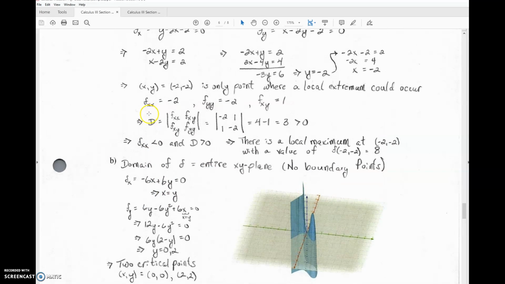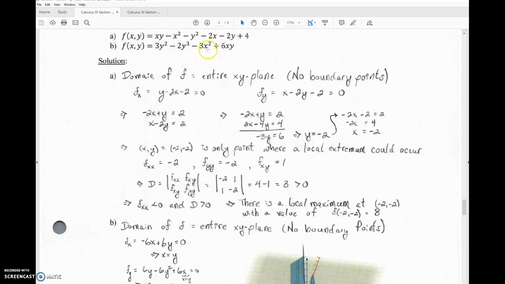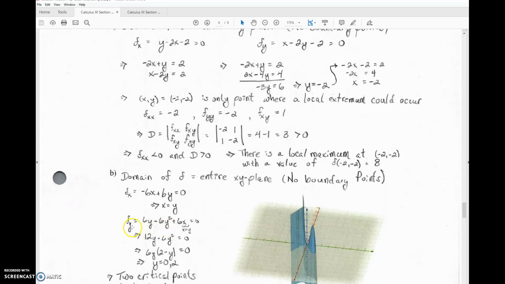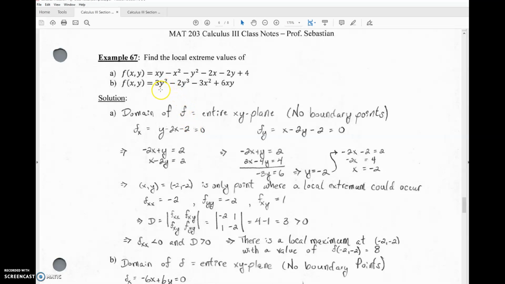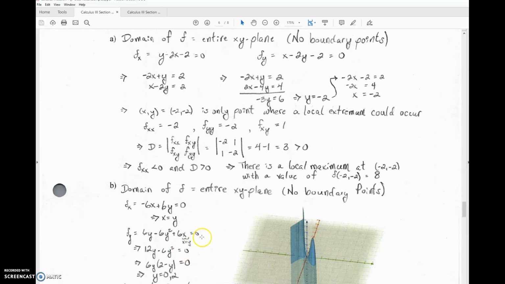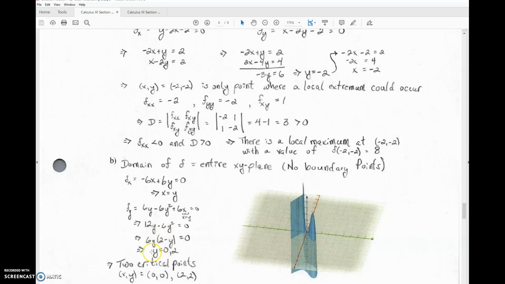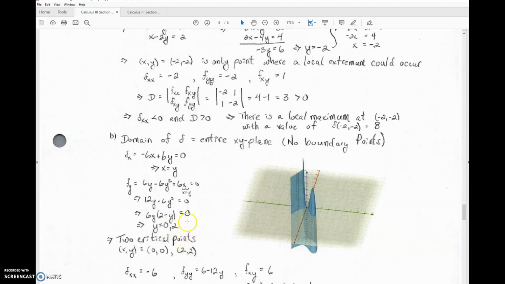Take the partial of f with respect to x. Looking back at the function, I get minus 6x plus 6y, set that equal to 0. That tells me x has to be y. Take the partial with respect to y. I get 6y minus 6y squared plus 6x equals 0. But I know that x equals y, so that's another 6y. So that's 12y minus 6y squared equals 0. Factor out 6y, I get 6y times (2 minus y) equals 0. So y is equal to 0 or 2. So that means that x is also equal to 0 or 2. Since x is equal to y, we have two critical points: when x is 0, y is 0, and when x is 2, y is 2.